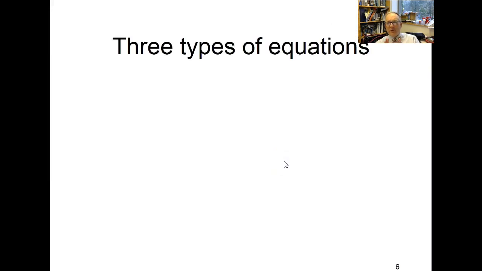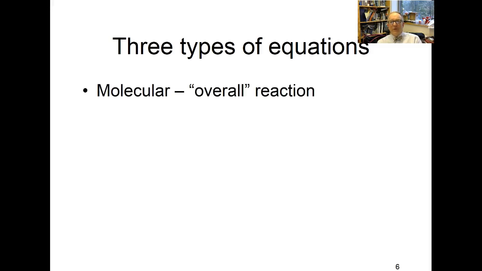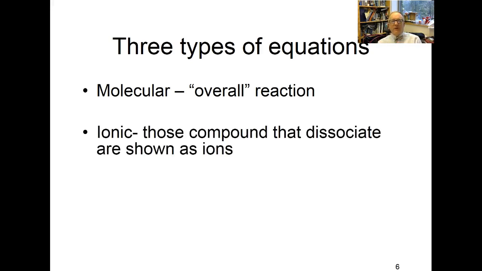We're going to be talking about 3 different types of equations that we want to utilize as we talk about precipitation reactions. There's a molecular equation that we can write, which is sort of the overall reaction, where it's going to contain all the species that are involved as if they were molecules. More about each of these in just a moment. I'm just listing them to begin with.